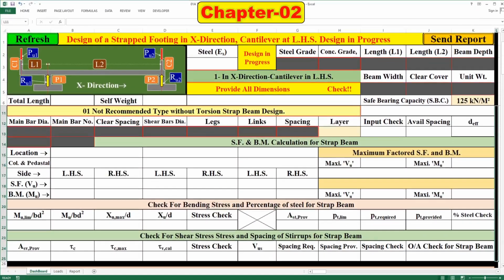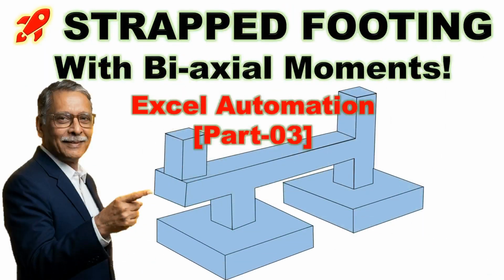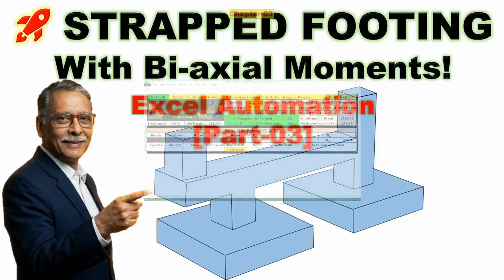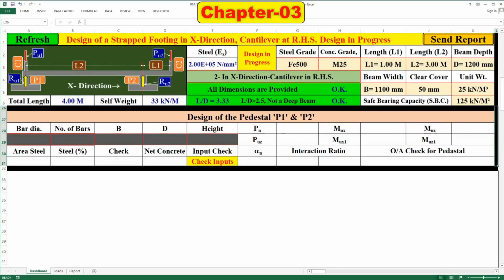This is the slide for our strapped footing with biaxial moments, Excel Automation, Part 2, where we paused our last journey. Today, we will start our journey by explaining Chapter 3 of the design sheet. Here, we are going to see the Excel formulas for the design of pedestals P1 and P2.